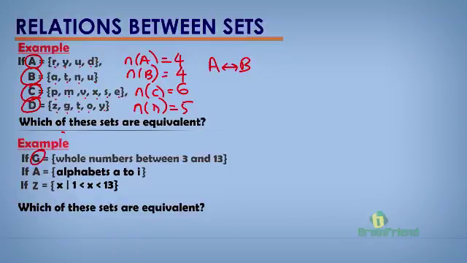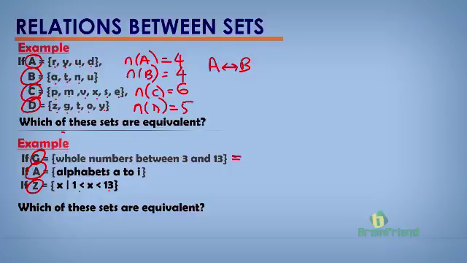If G is the set of whole numbers between 3 and 13, A is the set of alphabets A to I, and Z is the set of all X such that X is in the range between 13 and 1, which of these sets are equivalent? Again, let's list out all our sets.